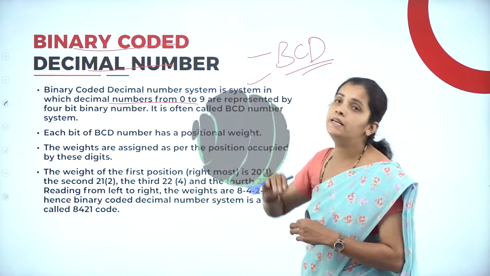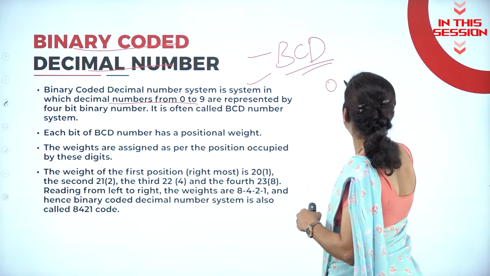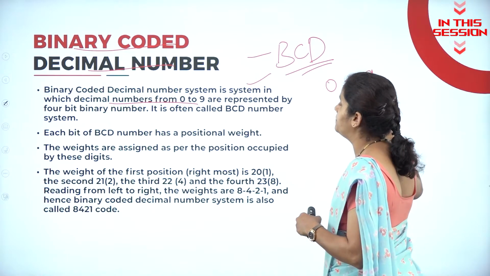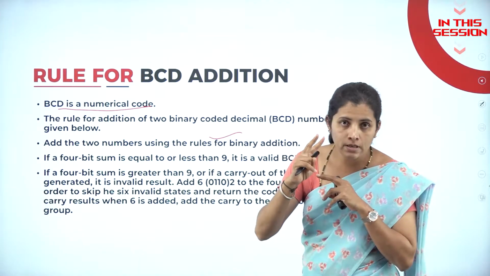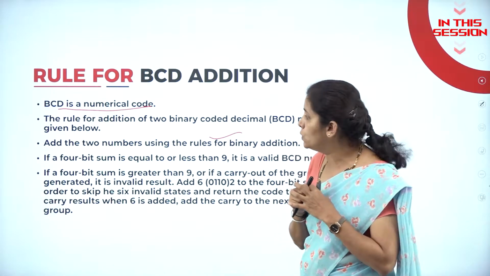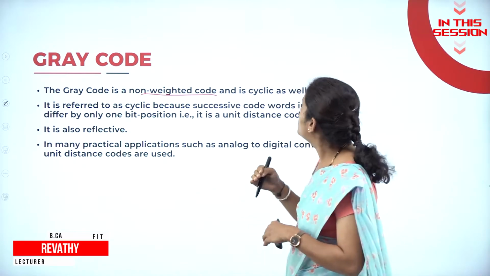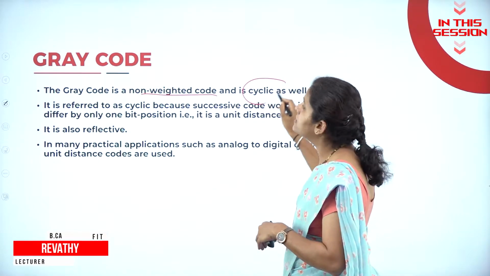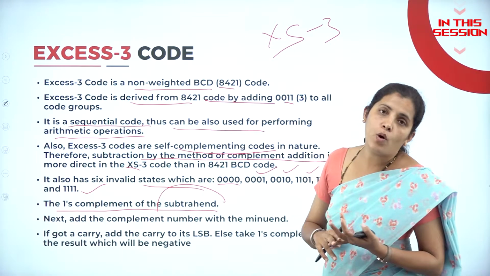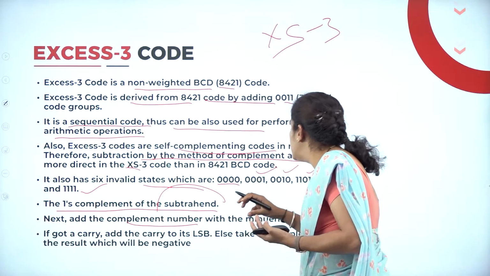In BCD number system, the decimal numbers are represented from 0 to 9. To add two numbers in BCD, we are going to use binary addition rule. The gray code is also a non-weighted code and it is cyclic. Then we want to add the ones complement number with the minute.